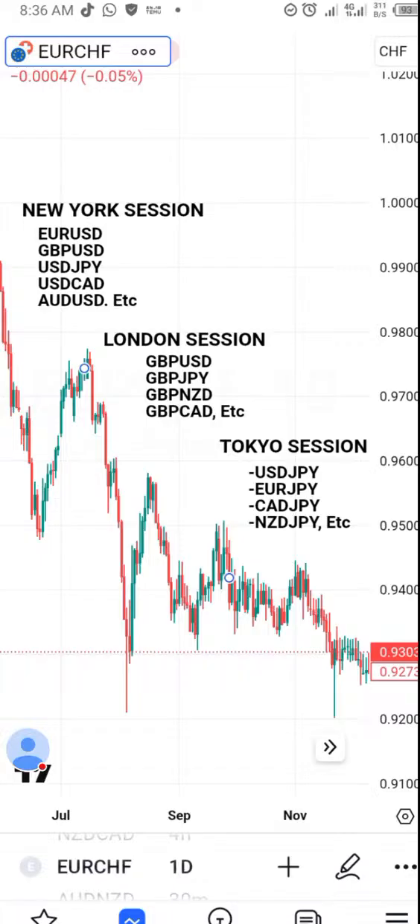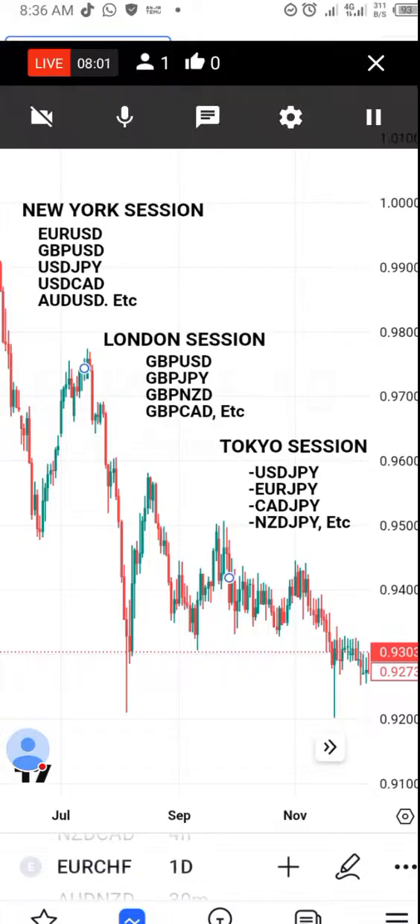Now, the first session we have is called the Sydney session. The Sydney session is the first session that starts the forex market. Now, the Sydney session opens around 11 p.m. Nigerian time. Okay. We have 5 sessions. The first is called Sydney. The second is called Tokyo. The third is called Frankfurt. The fourth is called London. And the last session is called the New York, which is like the big masquerade in the market.